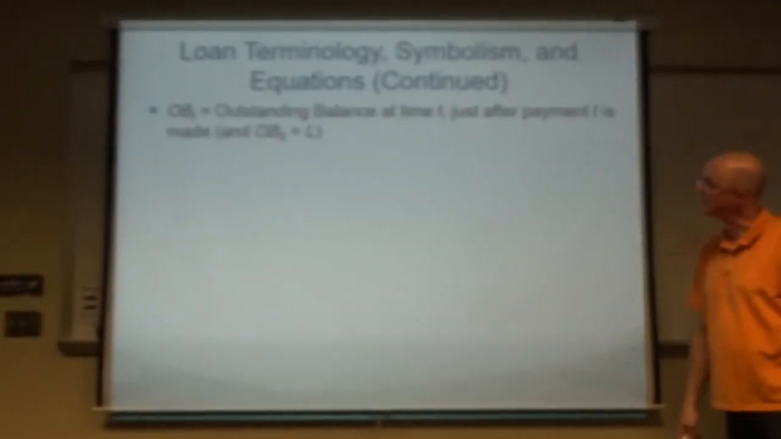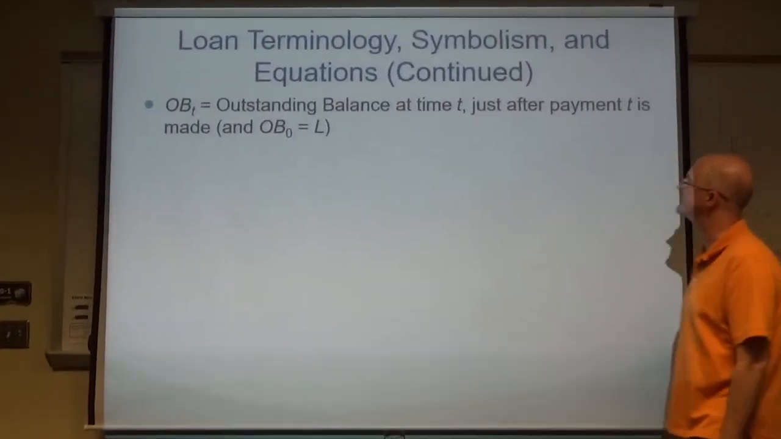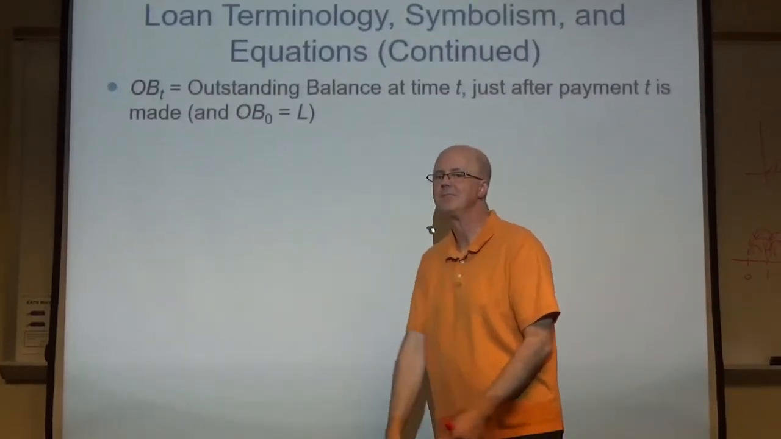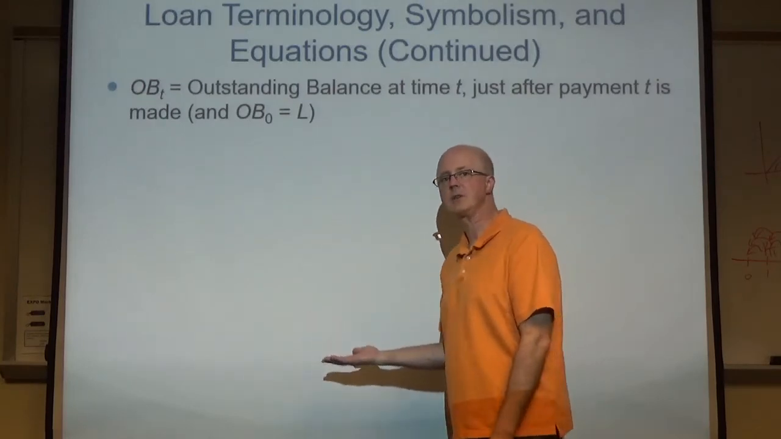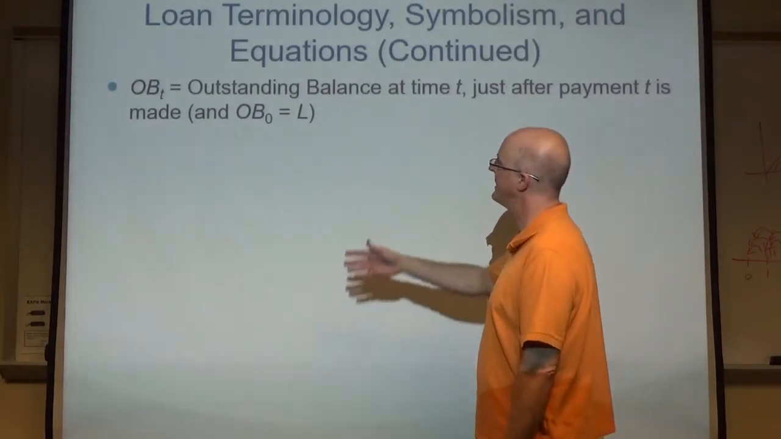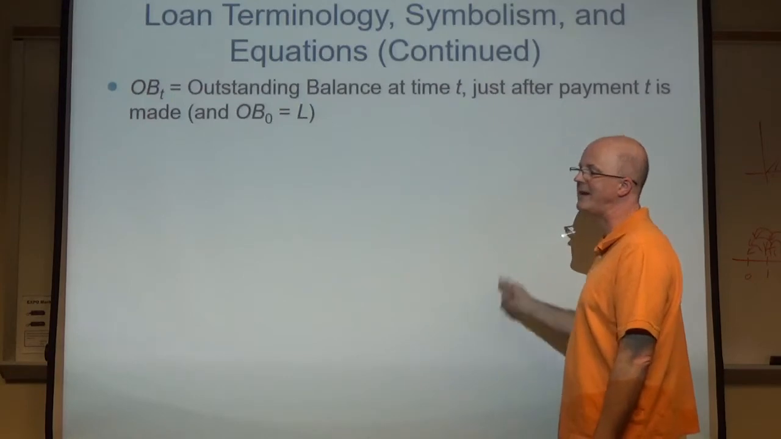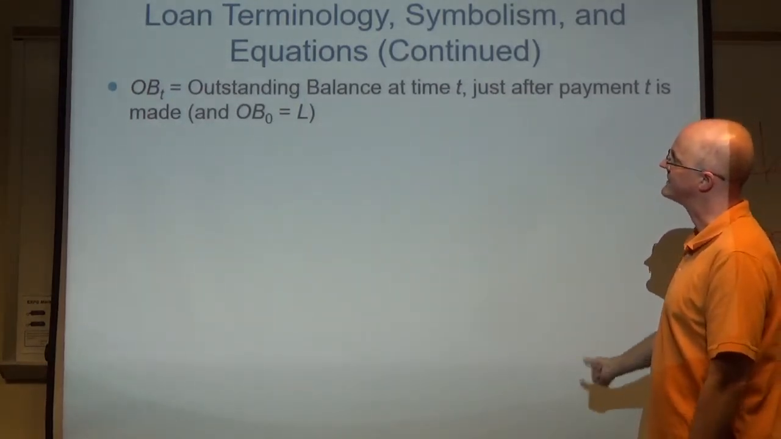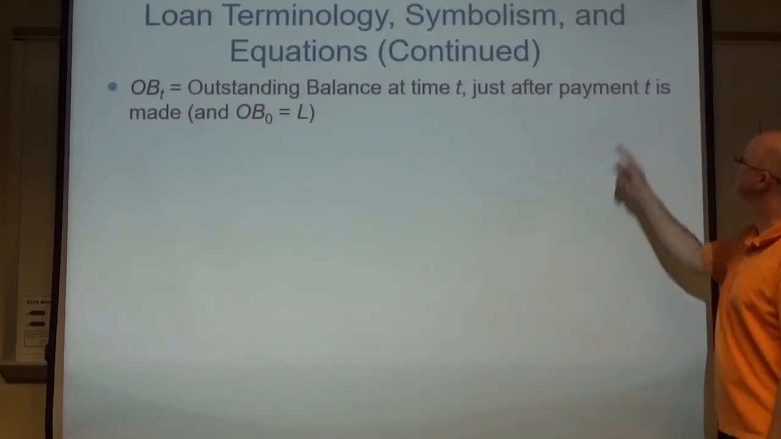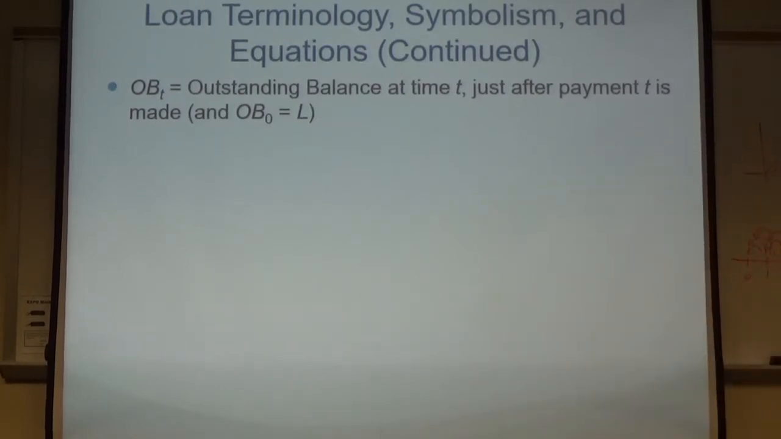What are some other fundamental equations? In terms of symbols, OB sub t stands for the outstanding balance at time t. And for a typical discrete loan, you will have a value OB0, which stands for the initial loan amount. You'd have a value OB1, which stands for the balance right after the first payment. Then you'd have an OB2 that stands for the balance right after the second payment, and OBt is the balance just after payment t is made, and OB0 is taken to be L. If we're paying with a continuous payment stream, then t would be a continuous variable, and we will talk about that at the end of the lecture.